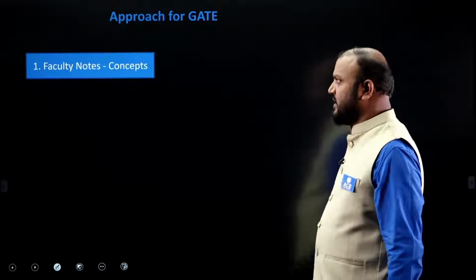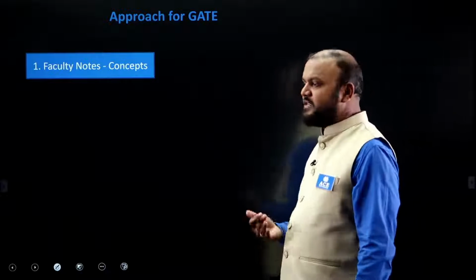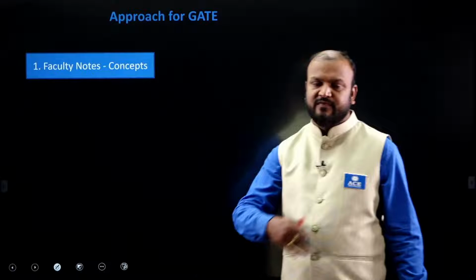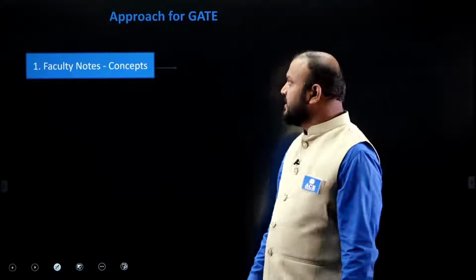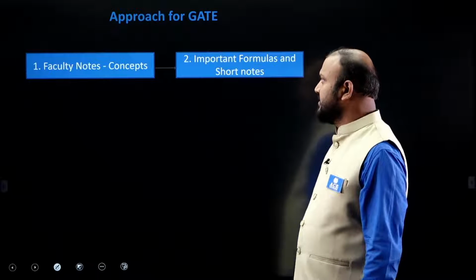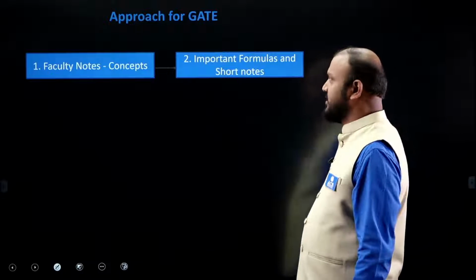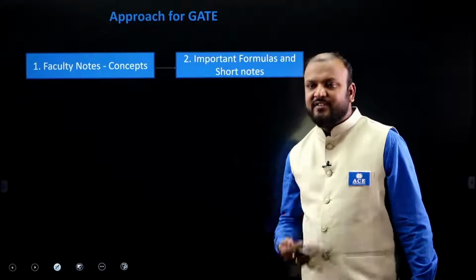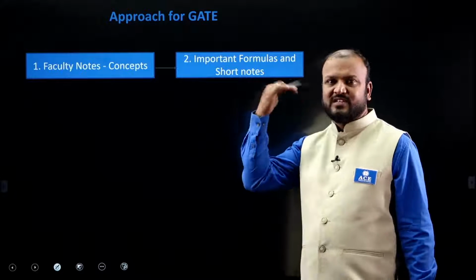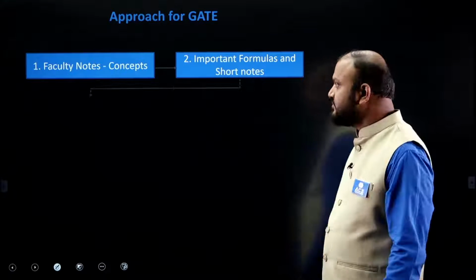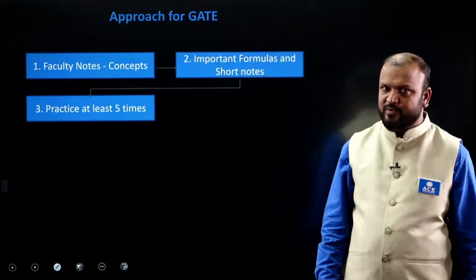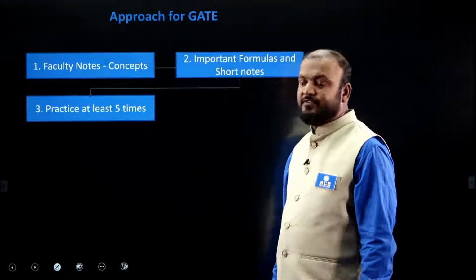Fine. And how to prepare for the GATE examination? What approach can you follow? What I suggest is to start with the faculty notes, because our notes have the concepts and everything. Then note down the important formulas and short notes. Prepare short notes, that is very, very important. Revise the short notes at frequent intervals so that the subjects are always ringing in your mind. Then practice all the formulas and short note points at least 5 times.